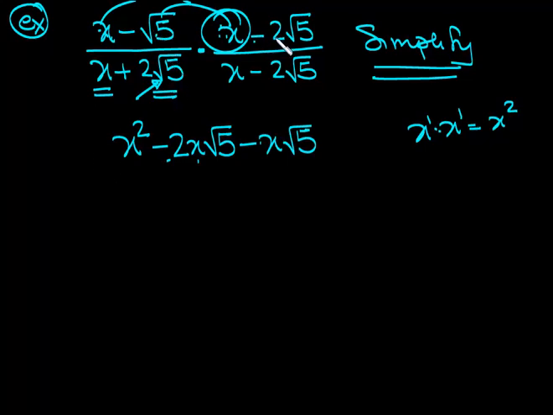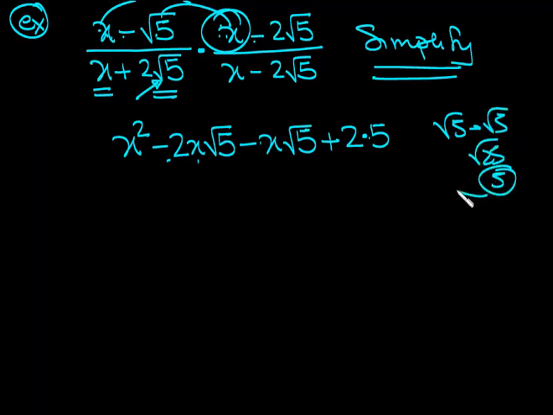Okay, and then negative times negative is a positive 2 times, what is square root of 5 times square root of 5? Just 5. We've talked about those. Okay, because square root of 5 times square root of 5 is square root of 25, and square root of 25 is 5. And in the bottom, what do we get?